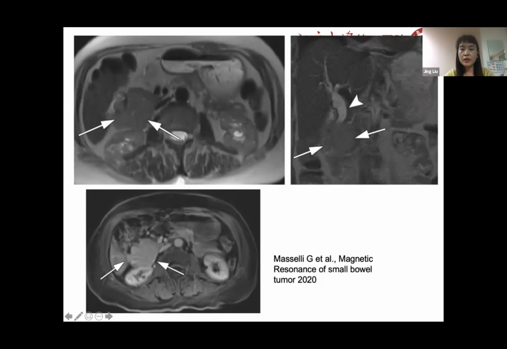And as we mentioned before, stromal tumor could be a malignant one, and when it turns malignant, the shape will turn irregular and the borderline obscure here.